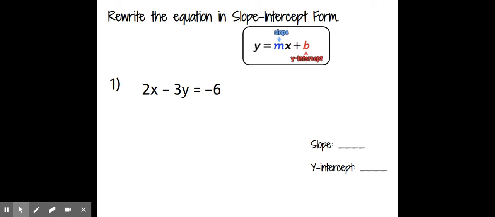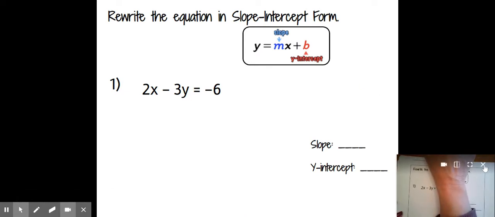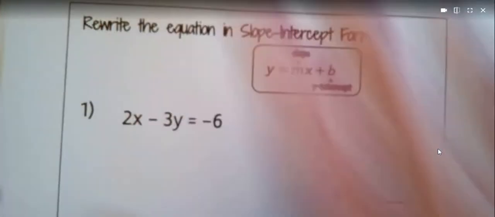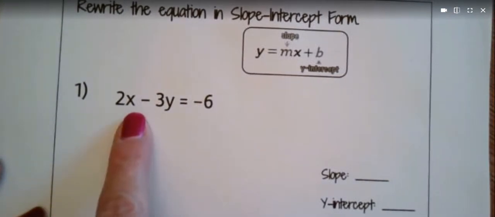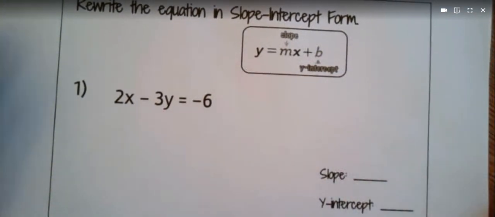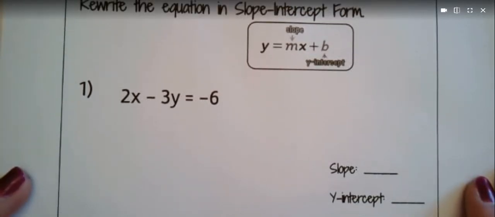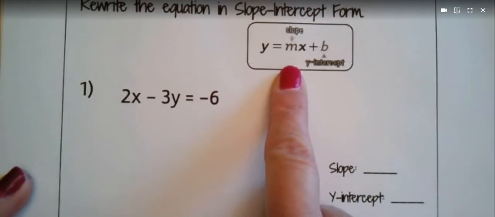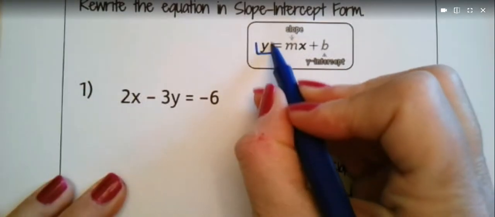The first one looks just like this. You can go ahead and copy down that problem. And let's begin to work it through. Okay, so here we've got the equation 2x minus 3y equals -6. This equation right now is written in standard form, and the goal here is to write it into slope-intercept y equals mx plus b.